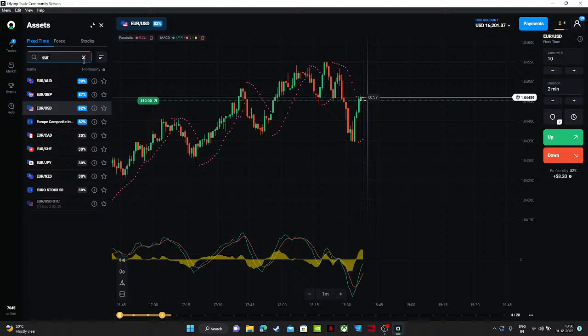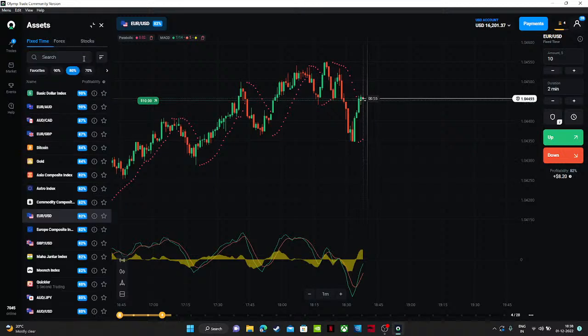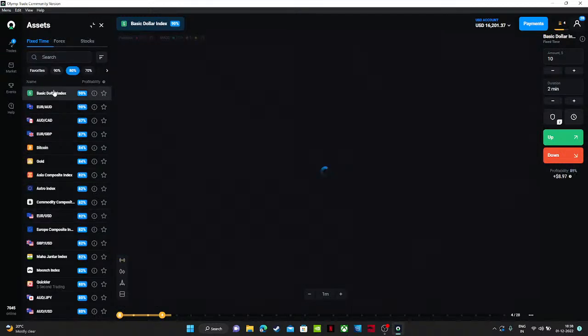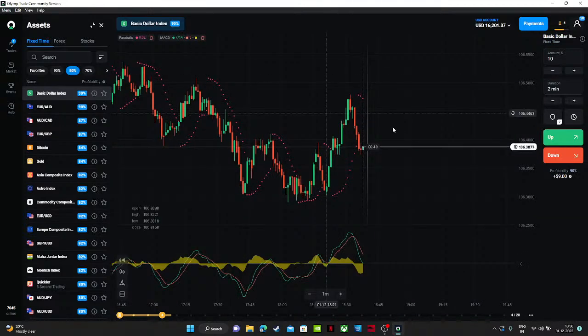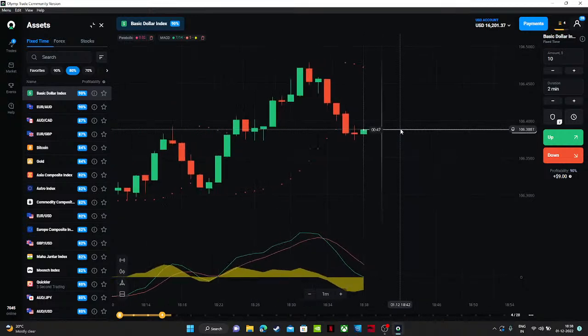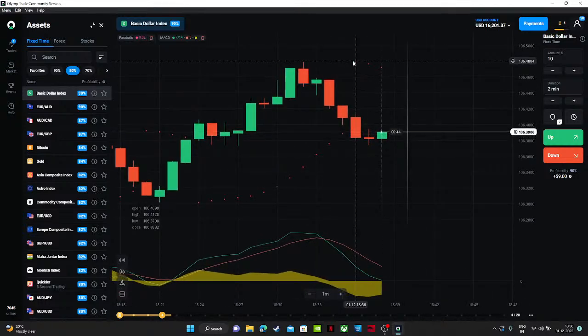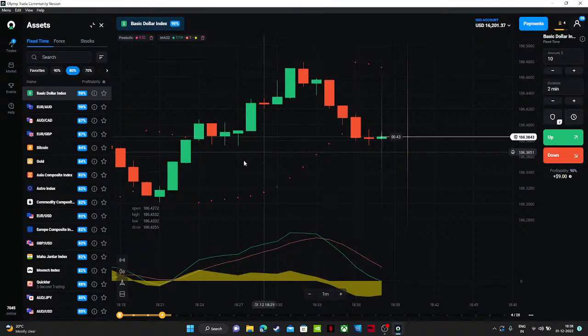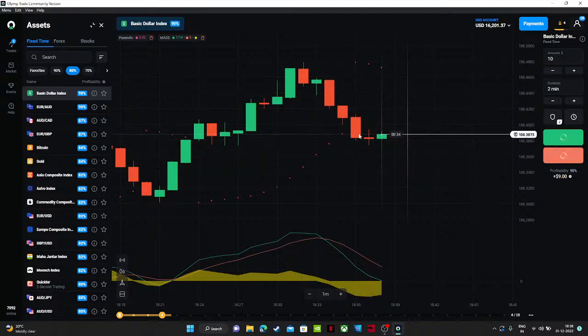Now let us try to find some more entries. The strategy is in itself very simple, very easy to use. Whenever the parabolic dot is shifting its position, for example, here also the parabolic dot shifted its position. First, it was appearing below the candle, then it started to appear at the top of the candle. So at this point, we can enter into a downside trade.